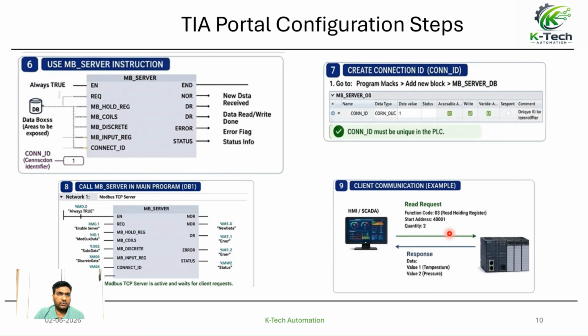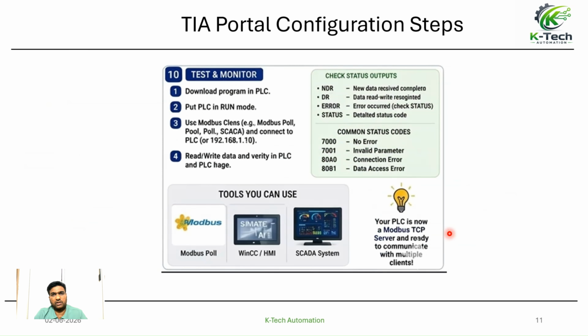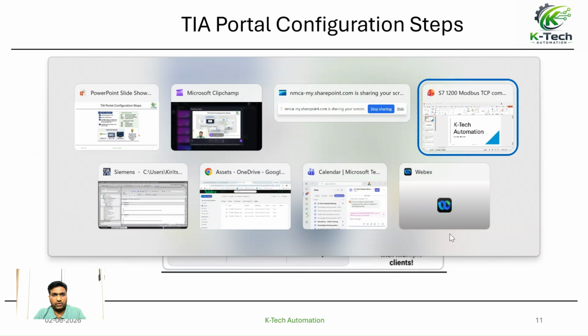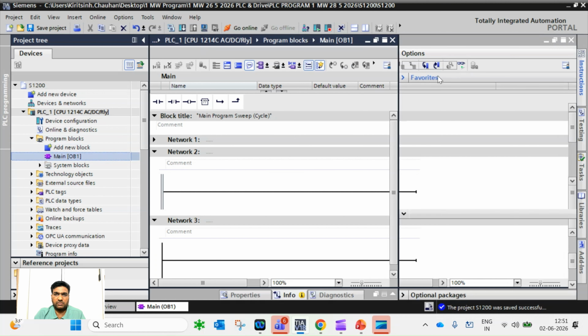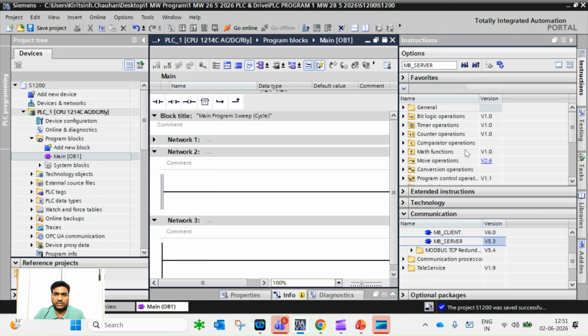So I just need to configure. How do we need to configure? I will show you directly in the software. I have already opened the TIA Portal. For Modbus TCP, the instruction is MB server, so I will use this instruction, MB server. This is my instruction in communication.